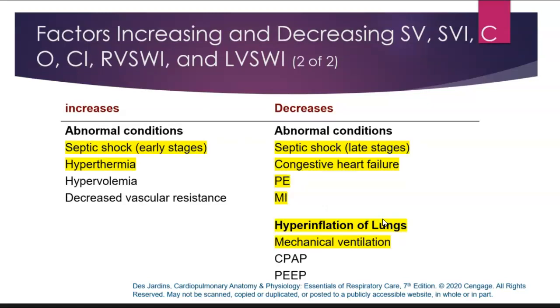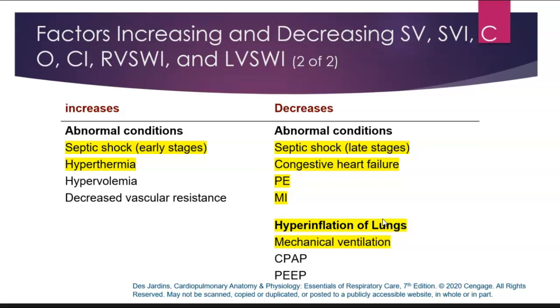There are some things outside of medications that are going to increase my stroke volume and my cardiac output. So hyperthermia, hypervolemia, the early stages of septic shock, and decreased vascular resistance. If you think about them, take the easy one, hypervolemia. That means I have a lot of volume. So if I have a lot of volume going into my heart, I'm going to have a lot of volume going out of my heart, all else being equal. So hypervolemia will increase my stroke volume and my cardiac output.